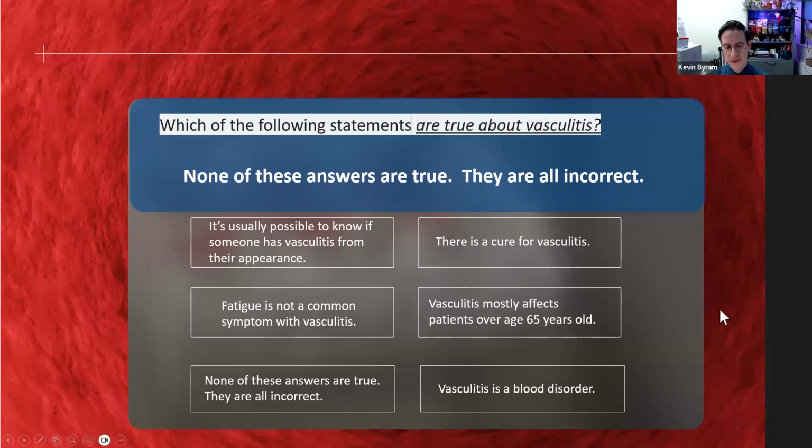Right. Yeah, I've heard all of these on the provider side as well. Certainly vasculitis can affect anybody. We have pediatric cases all the way to the most elderly of patients.